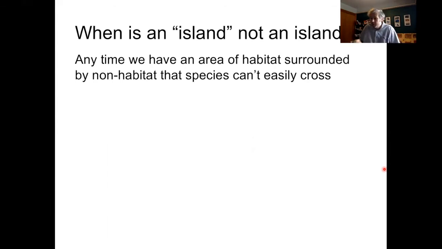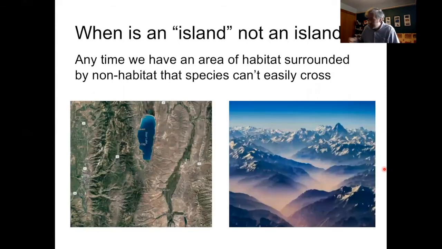But that's not true for all species. There are other islands, depending on what species you're talking about. For example, Bear Lake could easily be considered an island from the perspective of trout or cisco or any other fish species. Bear Lake, if you're a fish, is an area of habitat surrounded by a lot of non-habitat that a species can't easily cross. If you're a lake trout in Bear Lake, you cannot cross these mountain ranges easily. Therefore, this is an island of habitat surrounded by non-habitat.